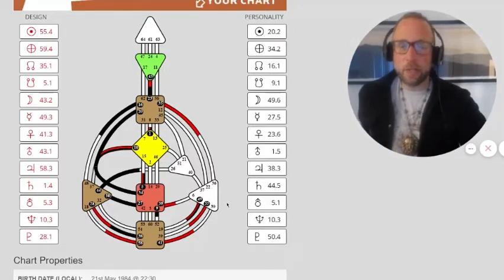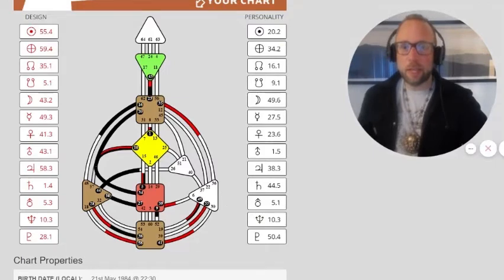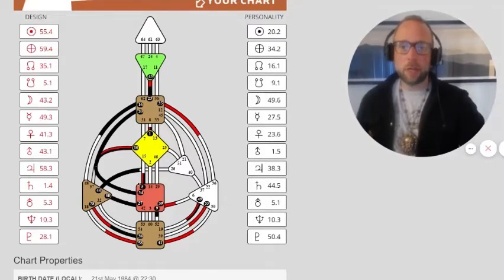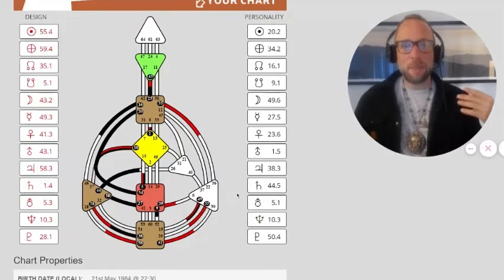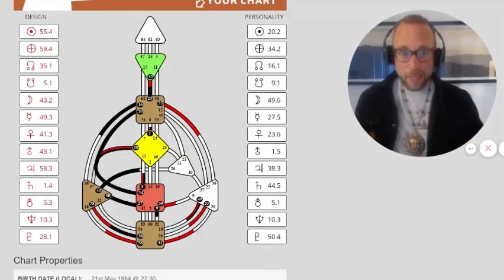The projector, you're 18% of the population, and you would notice in your chart that you don't have the sacral defined, and you also don't have one of these three motor centers directly connected to your throat. So this makes you not here to be in the action as much, although you will be in action.